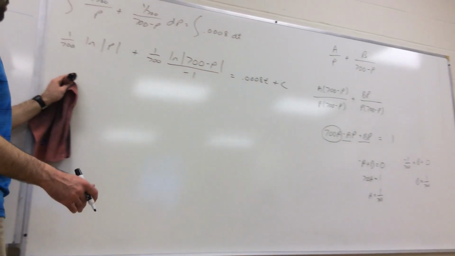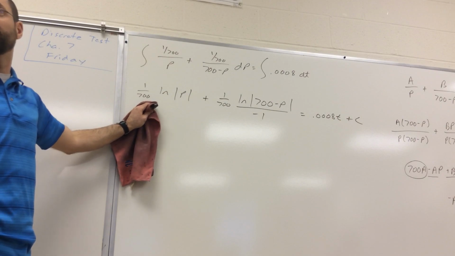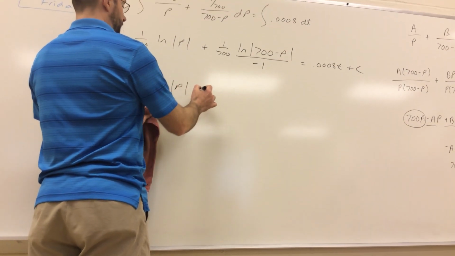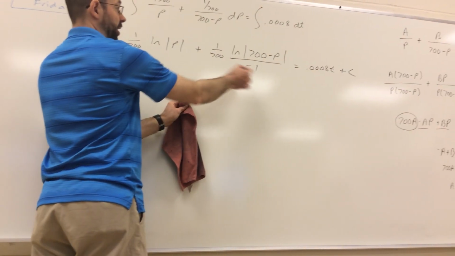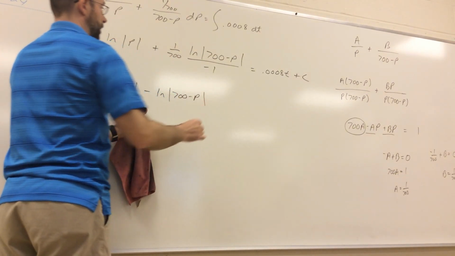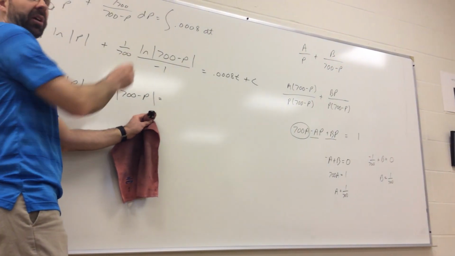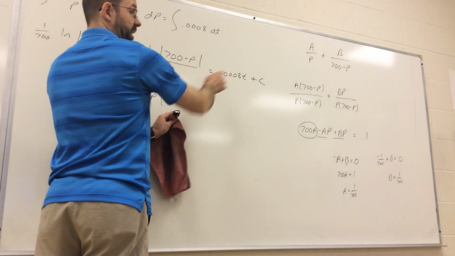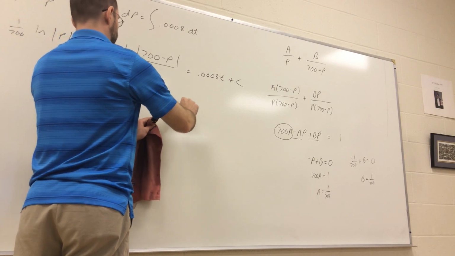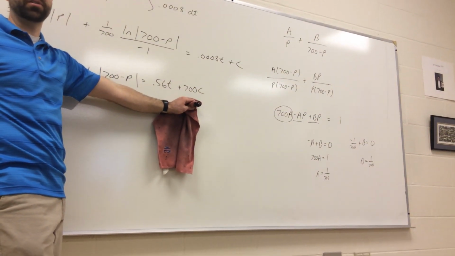All right, now I'm going to multiply both sides by 700 to get rid of the 1/700. So natural log of the absolute value of p minus, because of that, right? Natural log of the absolute value of 700 minus p, equals, so I'm multiplying every term by 700 to clear the 700. Now, I've got to take 0.0008 times 700. That comes out to 0.56. You have to multiply the c by 700 also.